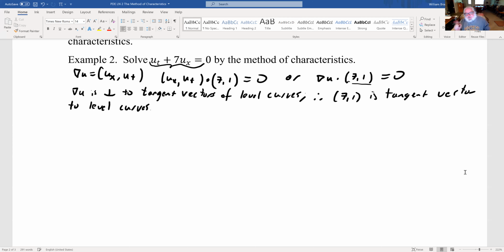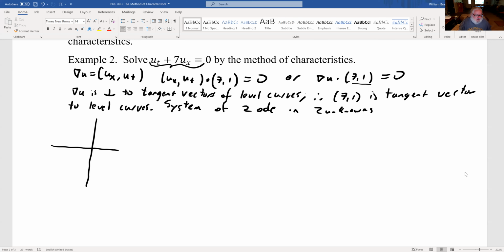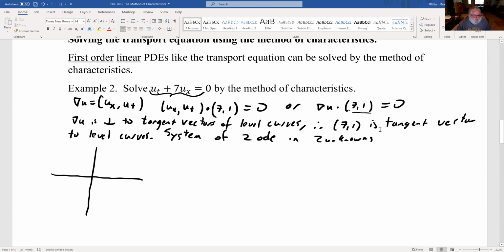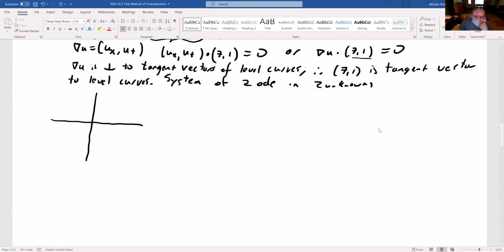So if we know what the tangent vectors are, can we figure out what the level curves are? And that question becomes a system of two ordinary differential equations and two unknowns. Why is that? Well, imagine that I have x as the horizontal and t as the vertical. Suppose I have x and t, and I've got vectors that are 7 in the x direction and 1 in the t direction.